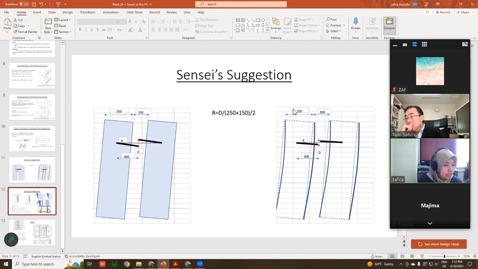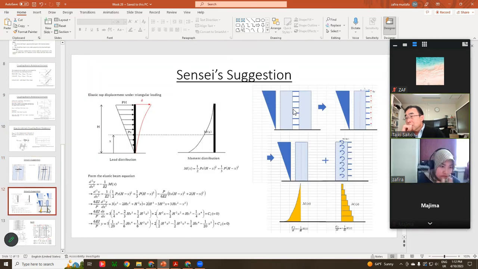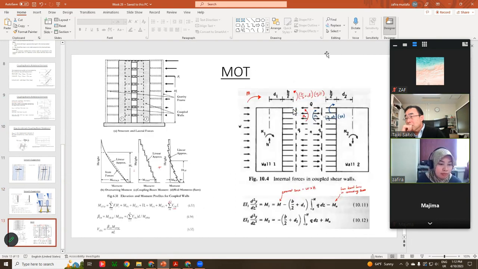And I have one question from here. We only estimate from half of the wall, right? But when we consider a coupling wall, do we have to consider the four-pole wall? This is from a book. It's not the Priestley book, it's from the Paulay book.